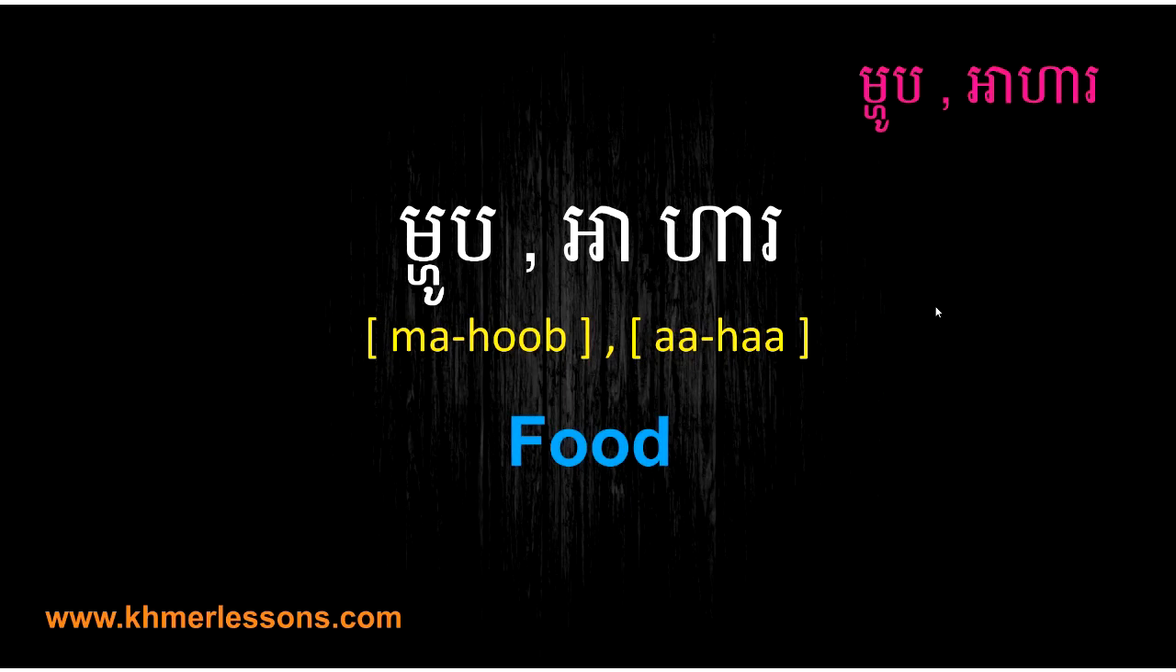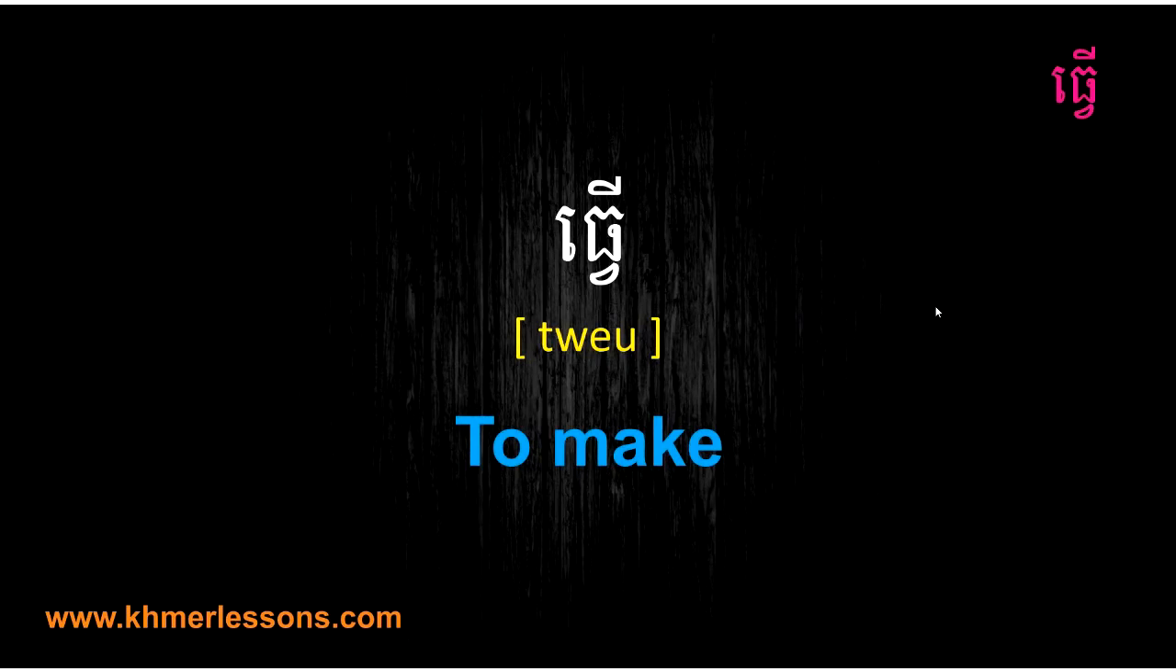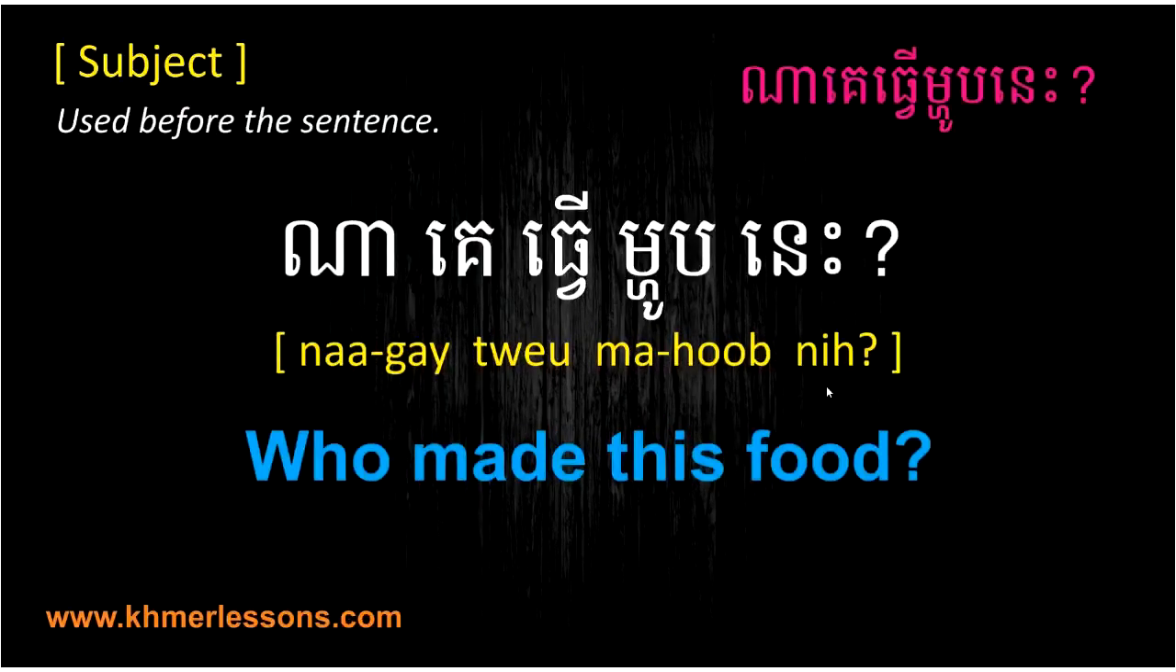Okay, so go to the next word. To make. In Khmer you say twơ, the same as to do. Now let's go to see the example. You see the sentence is: who made this food? Who, it takes a role as a subject, and then after the subject you use the verb make. Made. In this sentence I use past tense, because this food was already made.